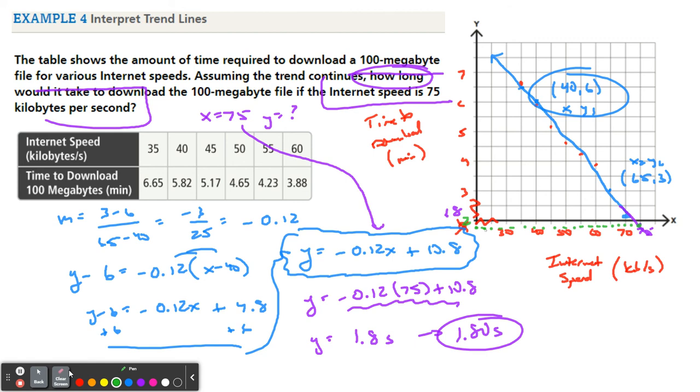Okay? So again, I know that was a lot to take on, but again, this is what we care about. Can you create the trend line equation?